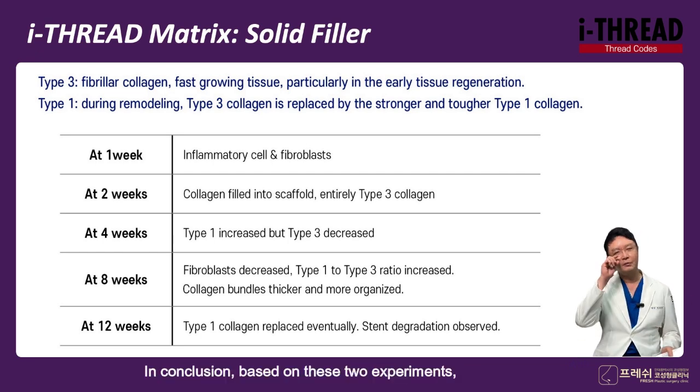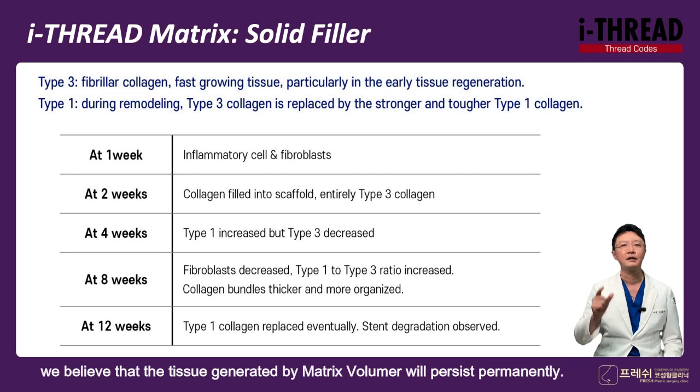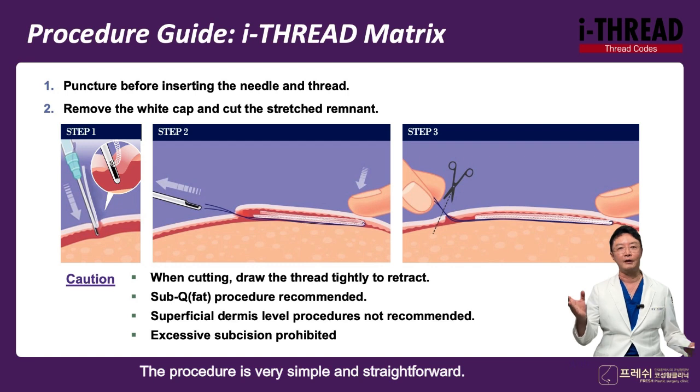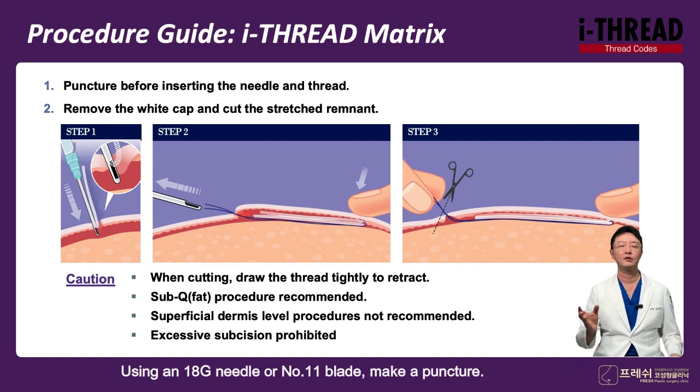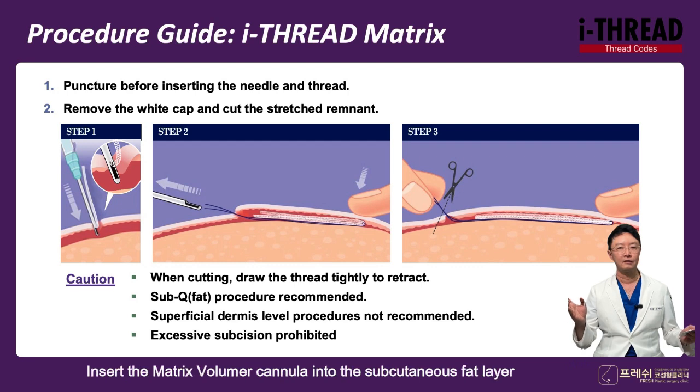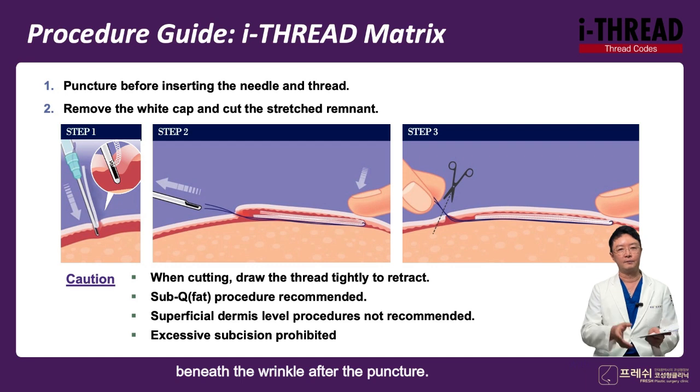In conclusion, based on these two experiments, we believe that the tissue generated by matrix volumer will persist permanently. The procedure is very simple and straightforward. Using an 18-gauge needle or number 11 blade, make a puncture. Insert the matrix volumer cannula into the subcutaneous fat layer beneath the wrinkle after the puncture.